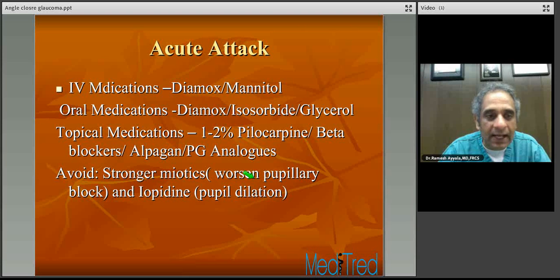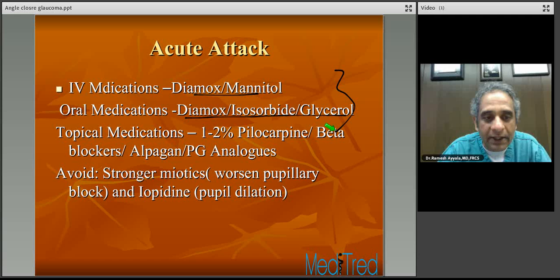During the acute attack, classic treatment, as is described in your textbooks, you want to break the attack by giving IV medications such as Diamox or mannitol, oral medications, Diamox, isosorbide, or glycerol. These are all medications that reduce the vitreous humor. They lead to dehydration of the vitreous humor, which will drop the intraocular pressure.